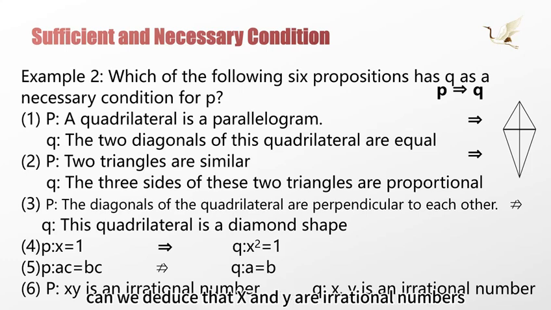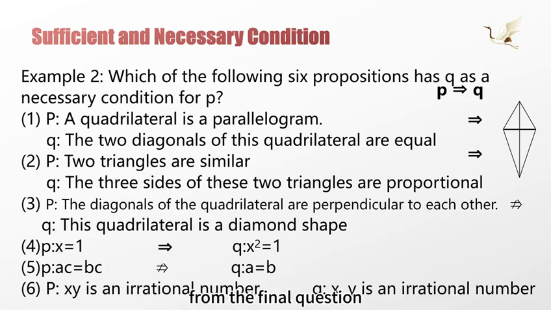Can we deduce from the final question, x multiplied by y is a rational number, that x and y are irrational numbers? For example, multiplying 1 by root 2 equals root 2, which is an irrational number. However, it is clear that 1 is not an irrational number, so P cannot derive Q. We say Q is not a necessary condition for P.